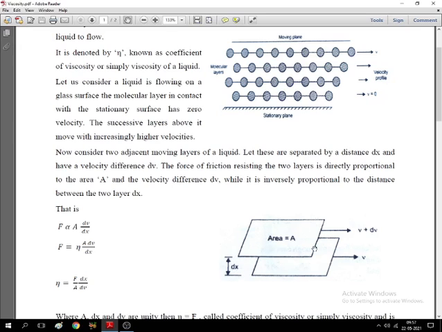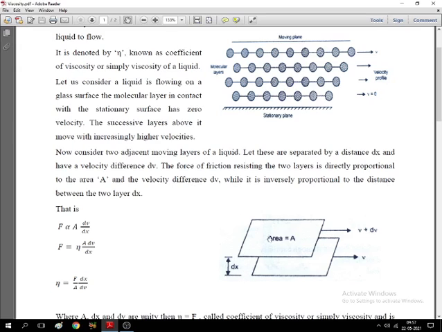And now let us consider this is the area of that layer. Now the force of friction resisting the two layers: actually viscosity is a resistance to flow, which opposes the flow of the layers. That resisting force between the two layers is directly proportional to the area and to the velocity difference dv, while inversely proportional to the distance between the two layers.